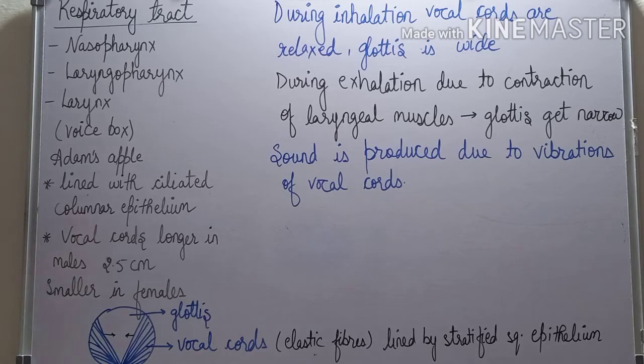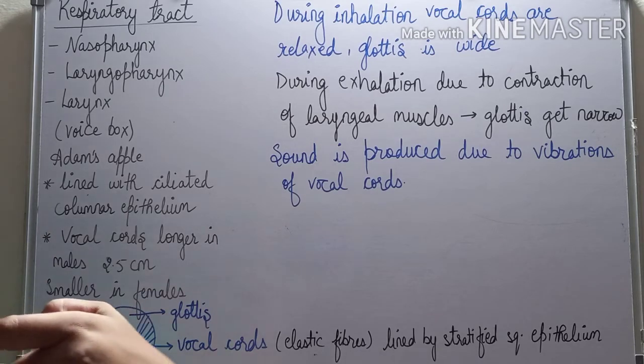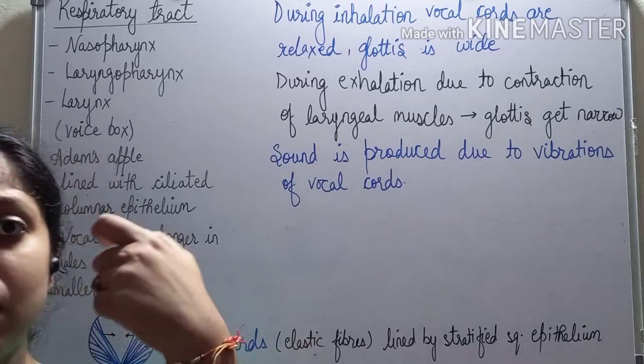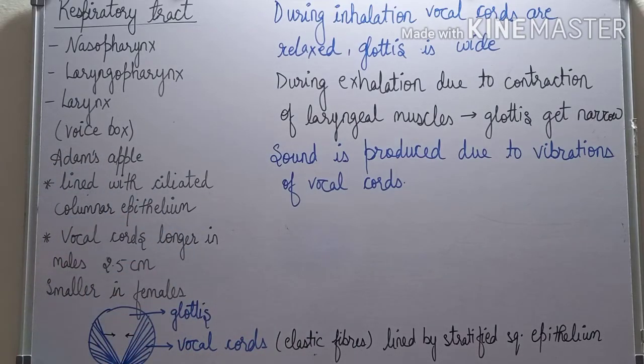Inside the larynx, the glottis and vocal cords are present. When you see from outside, you can see only laryngeal muscles and cartilages, and when we see the inner part, we can see the space inside, as the larynx is a hollow tube. The space inside the larynx is known as the glottis, and this glottis is surrounded by vocal cords. So when we are inhaling air, when we are breathing in, the vocal cords are relaxed, so the glottis is also wide.